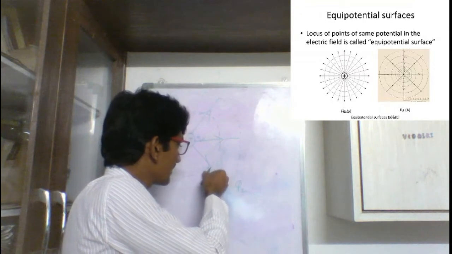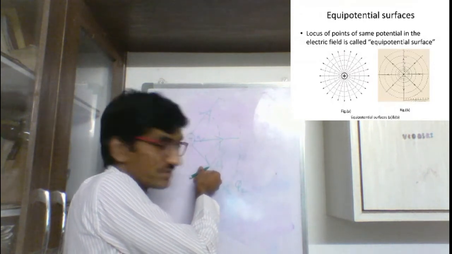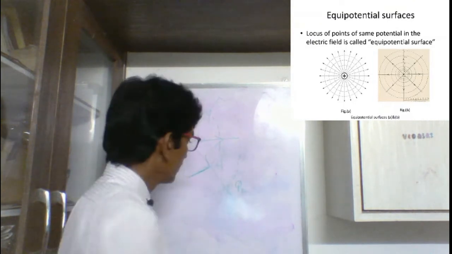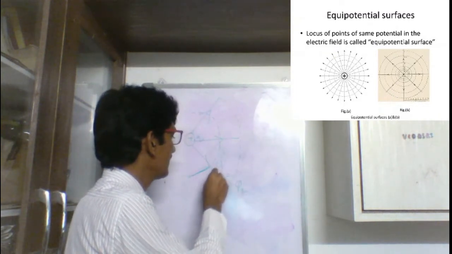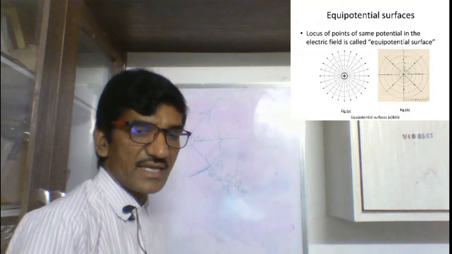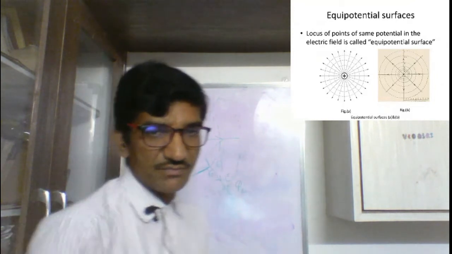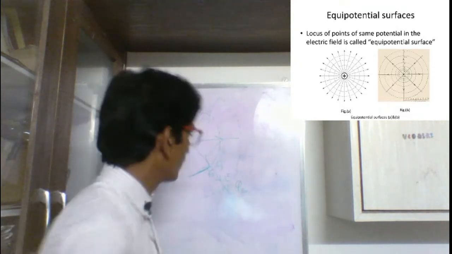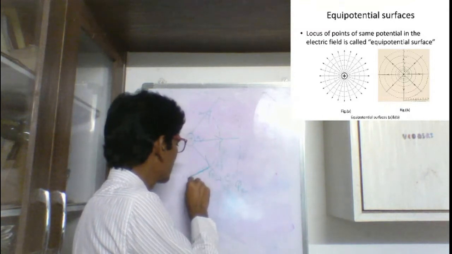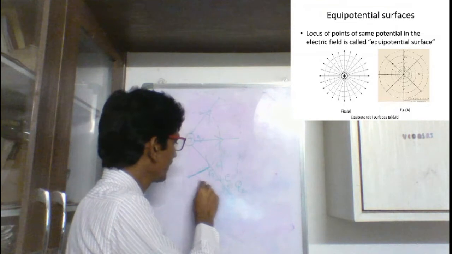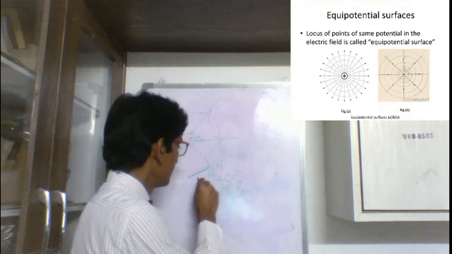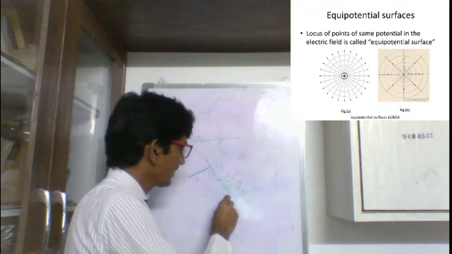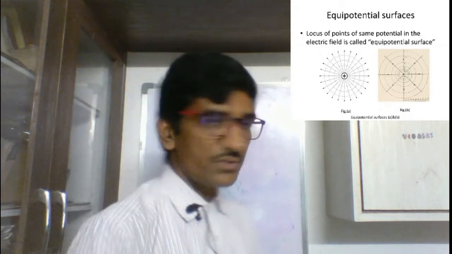If this theta is 90, if the displacement is along the surface, this is the direction of E. The angle is 90 degrees. In this case, you have zero electrostatic work. If it is less than 90, then you have non-zero work. So, if this displacement, let us call this S or DL or DS, is in the direction of field, then theta becomes 0.